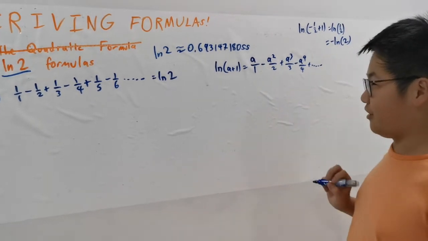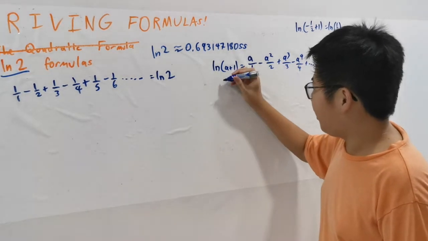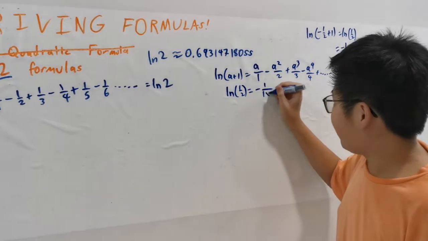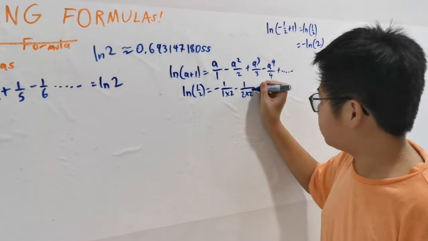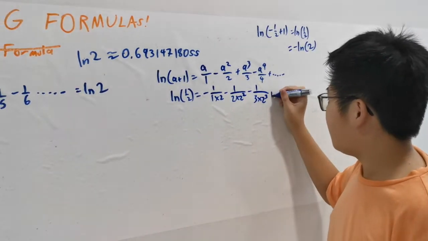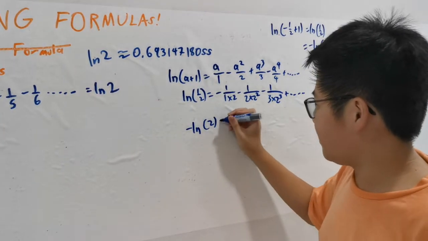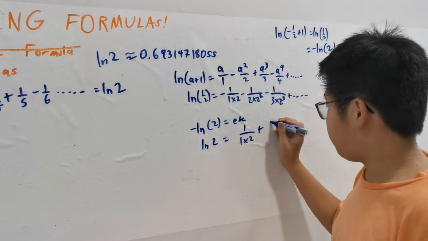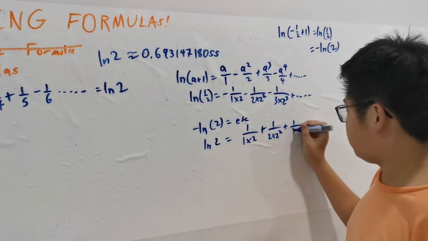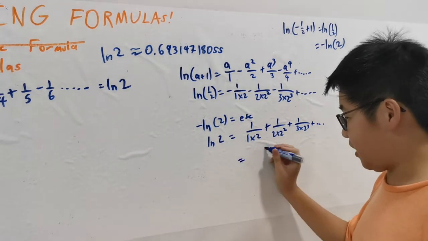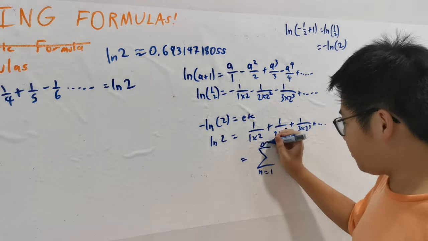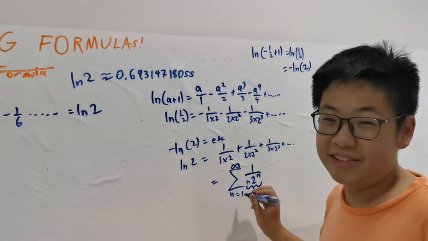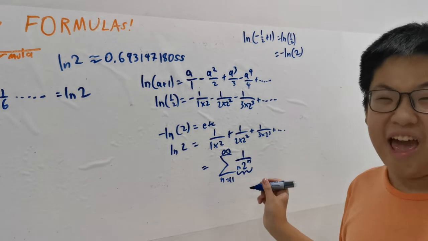So now we're going to derive this series. ln half equals negative 1 over 1 times 2 minus 1 over 2 times 2 squared minus 1 over 3 times 2 cubed plus dot dot dot. Negative ln 2 is the same thing. So ln 2 equals 1 over 1 times 2 plus 1 over 2 times 2 squared plus 1 over 3 times 2 cubed plus dot dot dot. In summation notation, since this is an infinite sum, we write infinity at the top, 1 over n times 2 to the power of n. As you can see, this form will be the heart of all the other ln 2 series except the final one.